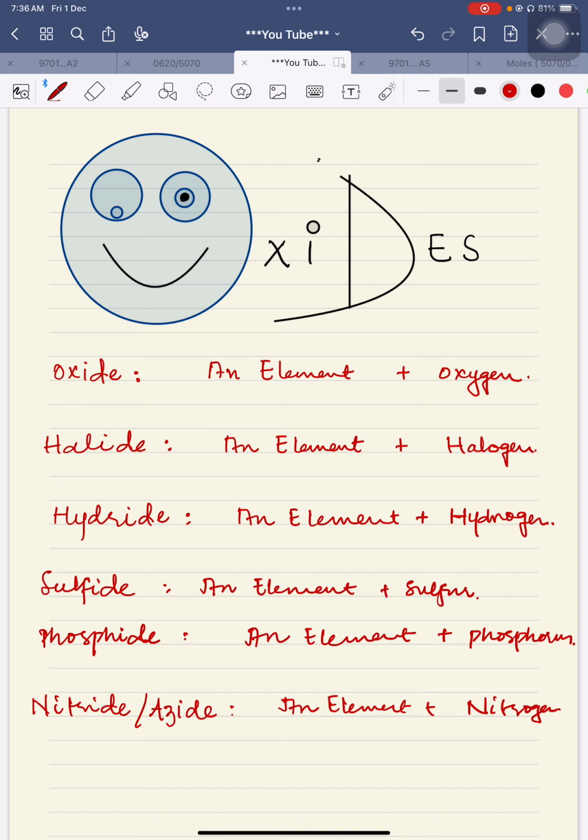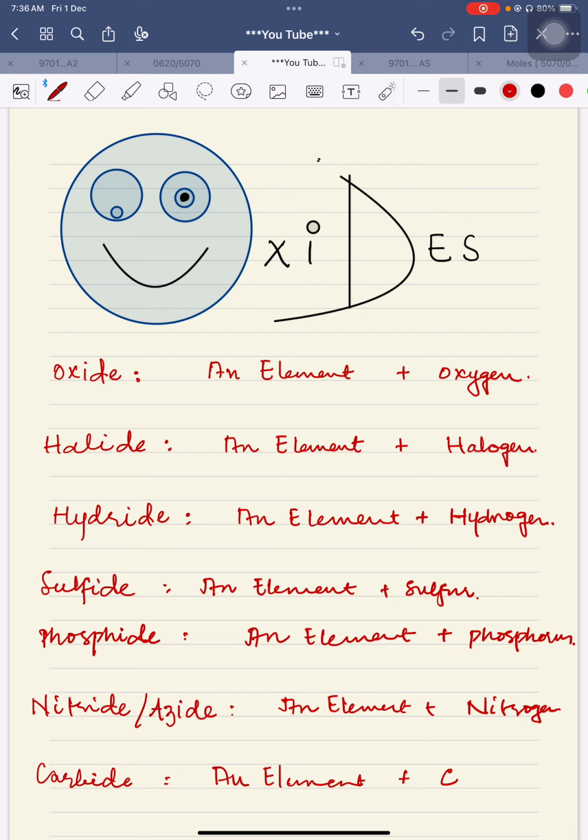Okay. So there is one more term which I would like to tell you, that is carbide. It is an element attached with carbon. So for example, we can say methane is one of the carbides. How is it a carbide? It is a combination of hydrogen with carbon. But in parallel it is a hydride as well. So it is a hydride of carbon.